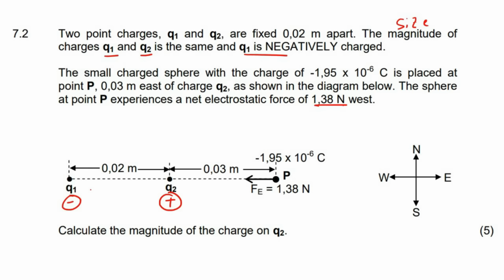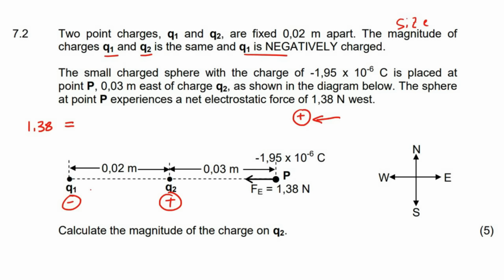They tell us that the overall effect is 1.38 newtons. So what we can now do is the following. We can choose a direction as positive. I'm going to choose left as positive, because they gave us that the overall answer is to the west. Then we can say that the 1.38 is going to be equal to the force of Q1 acting on P. Or actually, let's do this. What would Q2 do to P? Would it pull it left, or would it push it to the right?